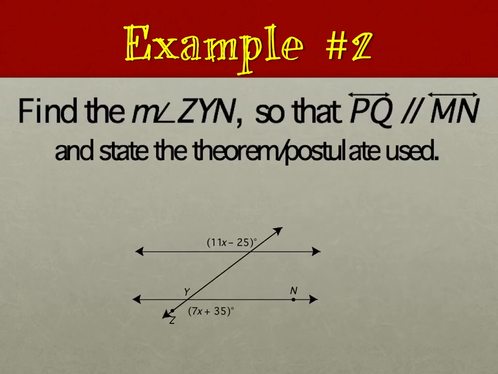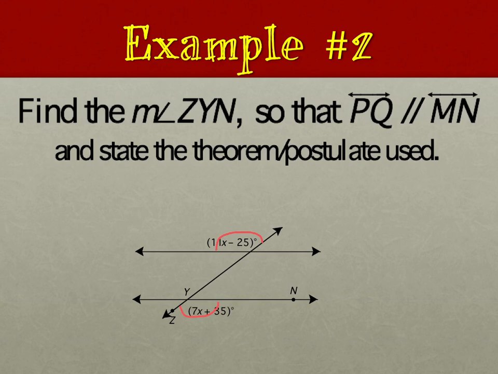Example 2, now we're going to throw in some algebra. It says, find the measure of angle ZYN so that line PQ is parallel to line MN and state the postulate or theorem used. All right, so the first thing I want to look at is, we don't know if the lines are parallel, but the names of the angles still exist. Corresponding angles, alternate interior, etc., all of those still exist, even if the lines aren't parallel. Those names are still definitions that we learned in section 1 of this chapter.